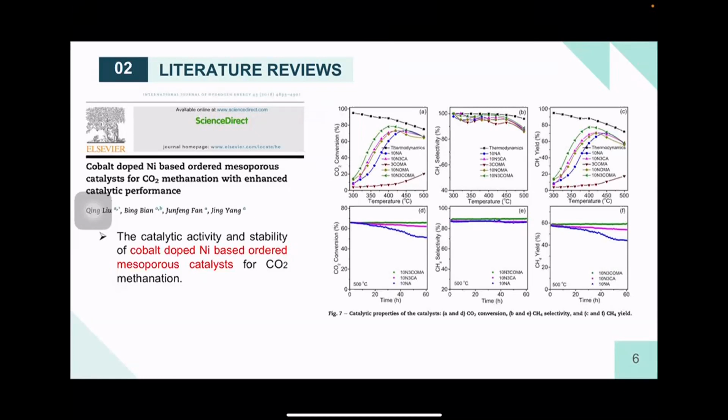This work shows that the ordered mesoporous nickel cobalt on alumina support catalyst is a promising candidate for carbon dioxide methanation, which can simultaneously prevent sintering of metal particles while maintaining high catalytic activity at high temperature.